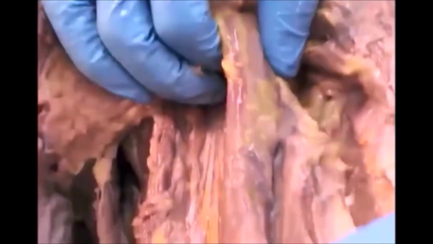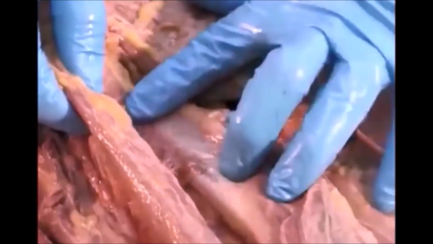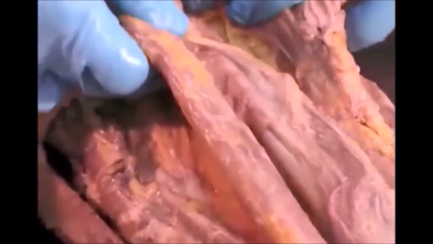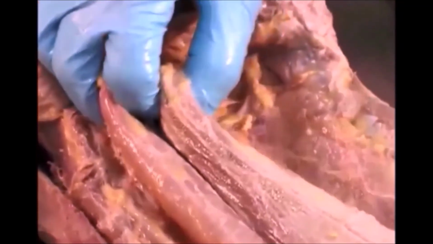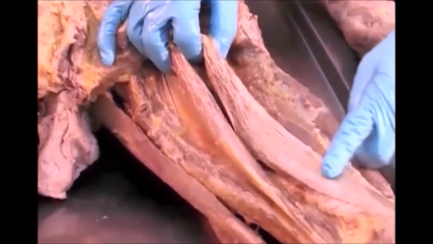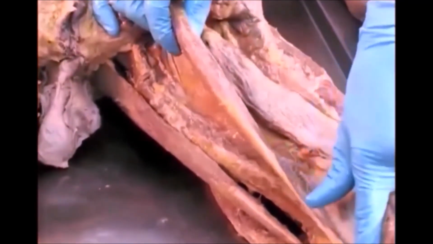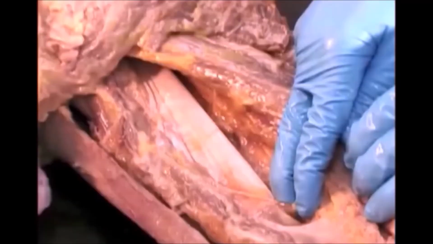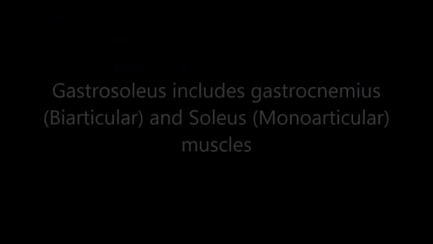So that's the conjoint tendon, which is formed between the semitendinosus and the long head of biceps femoris. Before it gets attached to the ischial tuberosity, both form the conjoint tendon and get attached to the ischial tuberosity. That's the short head of biceps. That's the long head of biceps. And that's the semitendinosus, which has a long tendon. That's the semimembranosus, which is more of a membranous structure. So all these form the hamstring muscles.